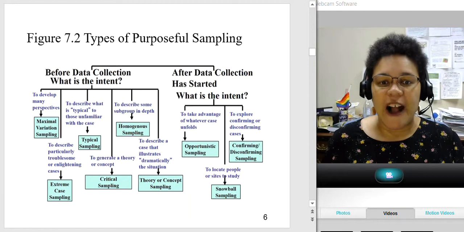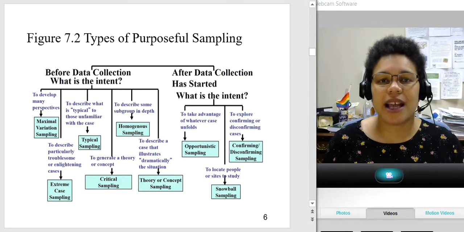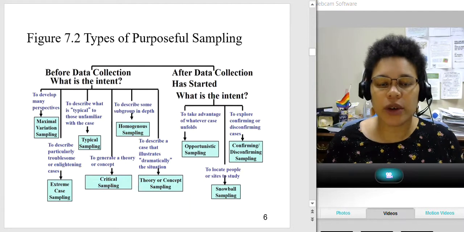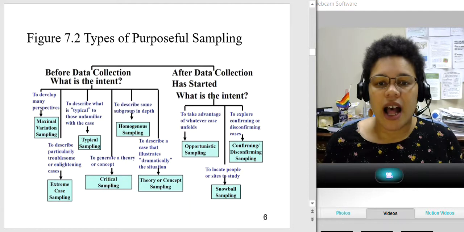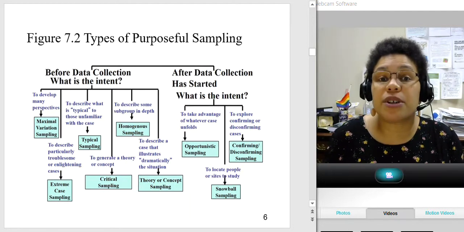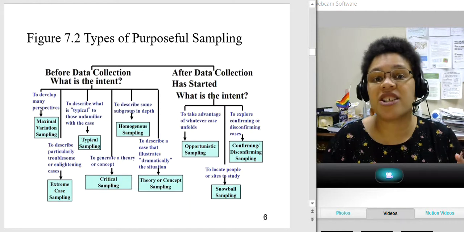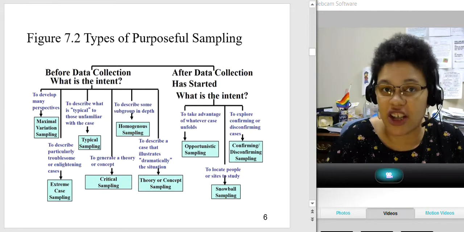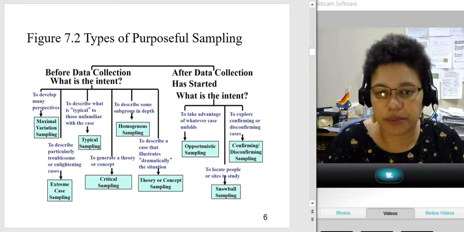Okay. Maybe I want to generate a theory or concept, and then I'm going to be looking for critical sampling that's going to allow me to generate that theory. Maybe I want to describe some particular subgroup in depth, and then my sampling is going to be homogeneous because every person that I talk to or observe would be a member of that subgroup.